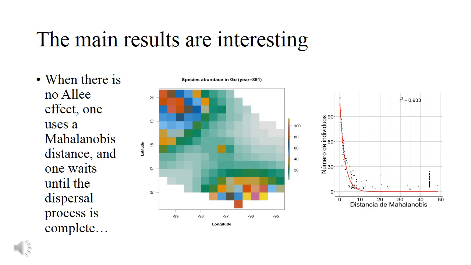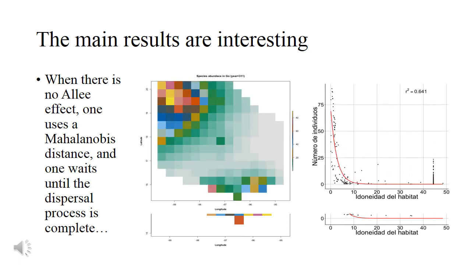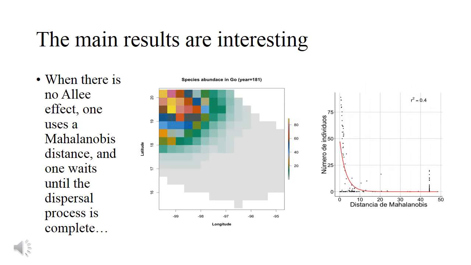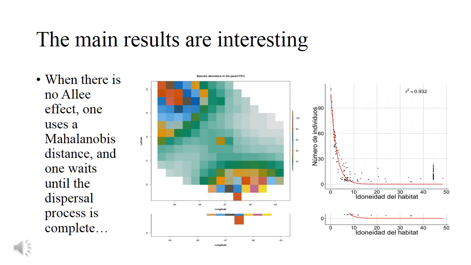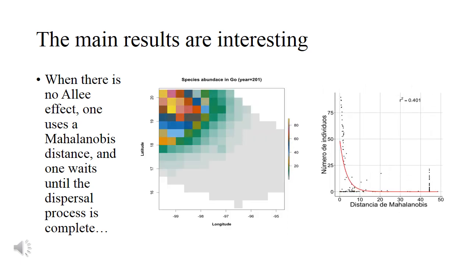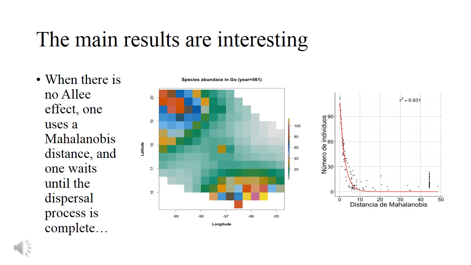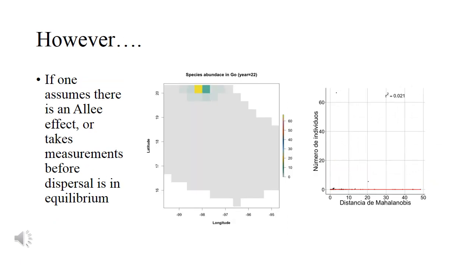I have been talking, and the simulation has been taking place one or two times. You see in the left part of the panel, it's the spatial spread of the population on a grid, and on the right side is how the relationship between the Mahalanobis distance, the Mahalanobis distance between the centroid in the niche to the environment in each one of the cells in the map, and the number of individuals of populations in each one of those grids change. And you see that at the very beginning the relationship is very bad, but in the end it becomes very good. If we repeat the simulation, but now including the Allee effect, the results are very different.